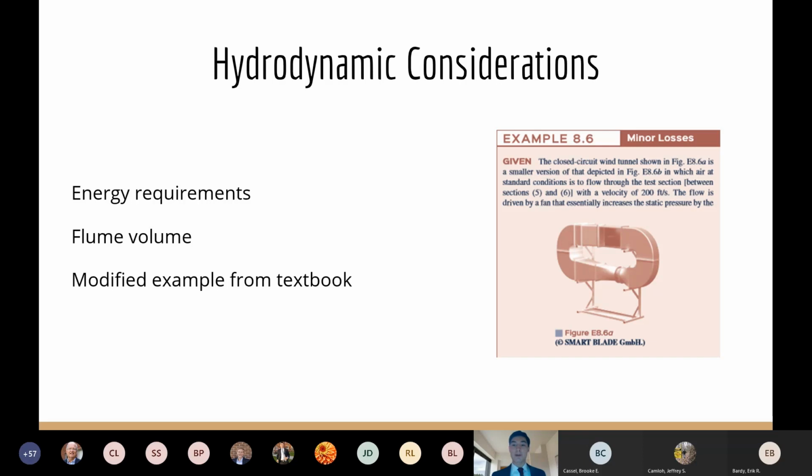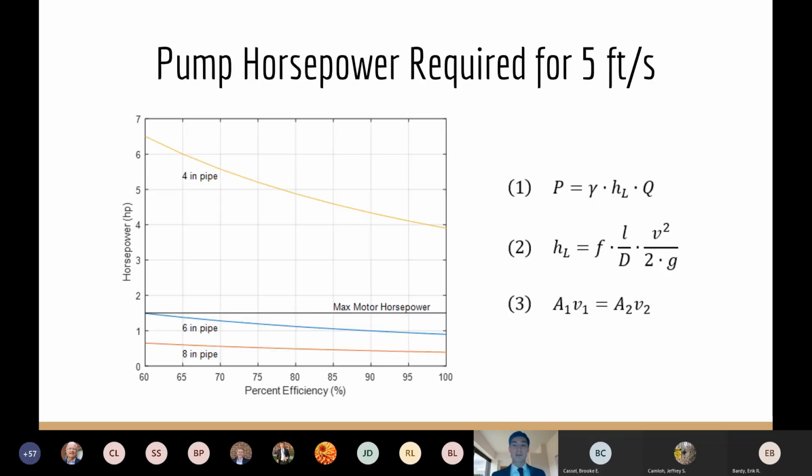That example was modified to better match our design. The advantage of doing these calculations is that we can actively see the results of our design decisions. For example, here you can see the differences in required horsepower for a 4-inch, 6-inch, and 8-inch diameter return pipe. That's the pipe that runs around the bottom of the flume from the pump to the plenum and brings the water back to the top.